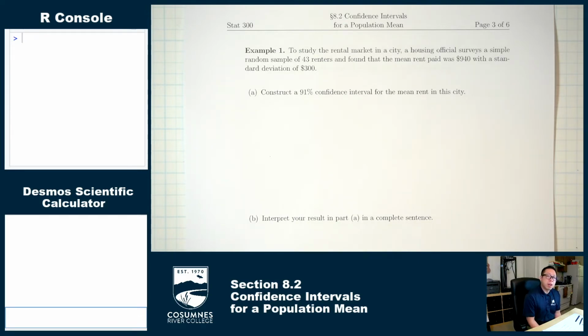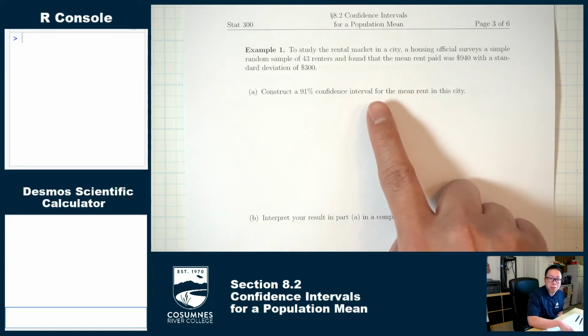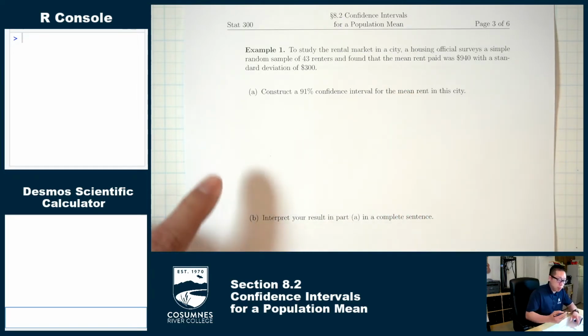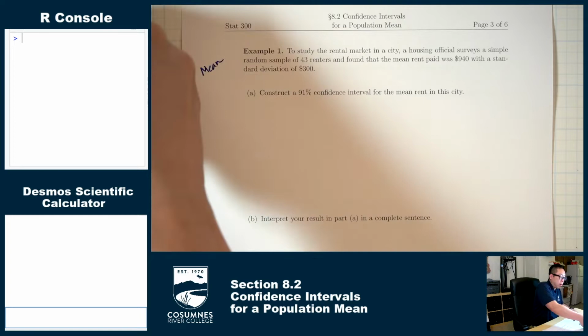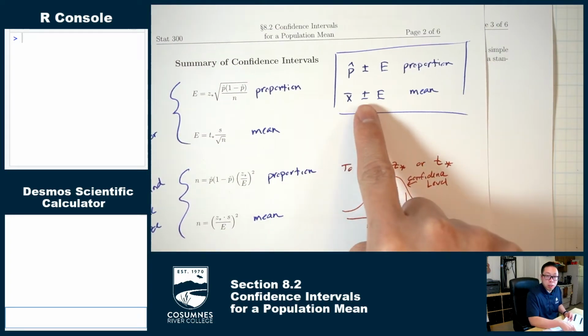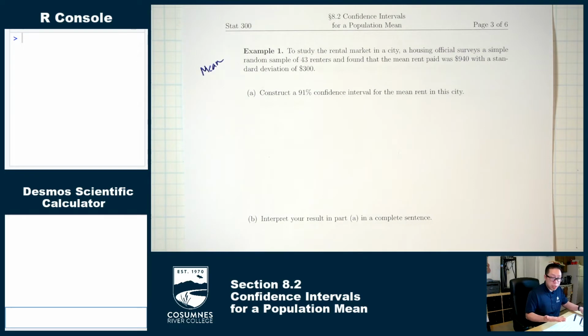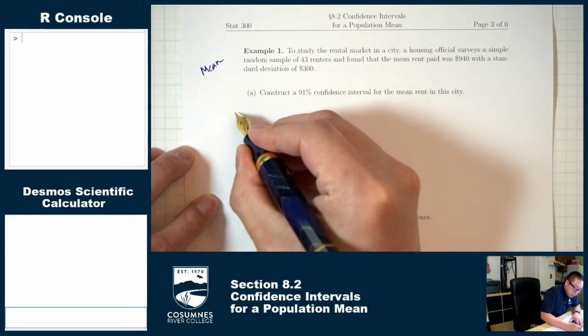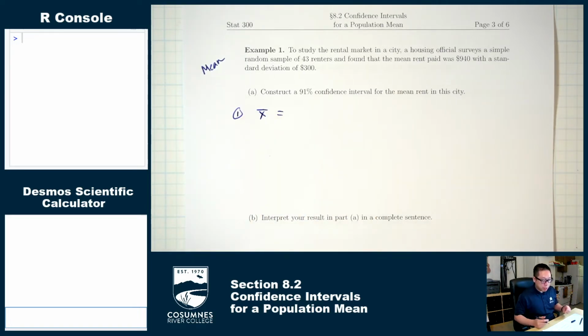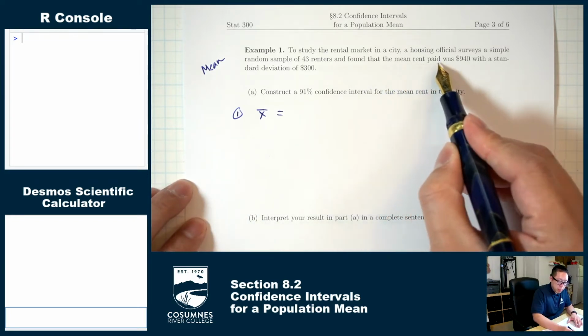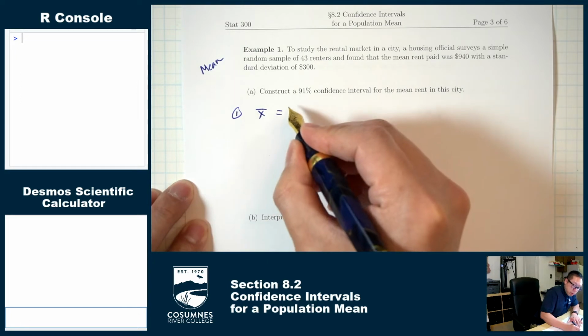So the first thing we need to decide is, are we talking about means or are we talking about proportions? So obviously it says mean, right? Construct a confidence interval for a mean. So we want a confidence interval for a mean, which means our end result, I want an x bar plus or minus e. Which means the first thing I need to do is find x bar. And x bar is the mean from our sample. So what's the mean from our sample? The mean rent paid was $940. So it's $940.